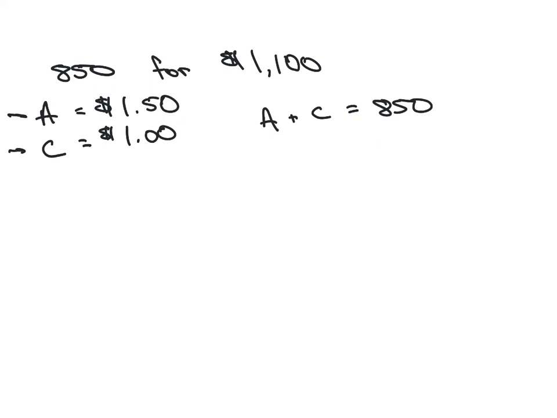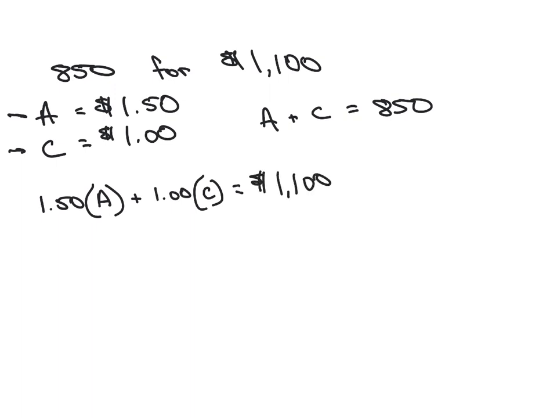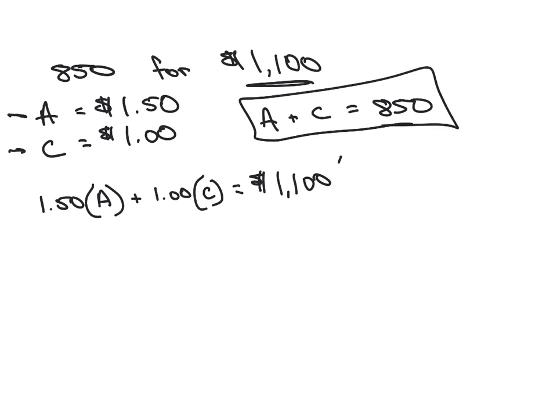I also know that if I took $1.50 times the number of adult tickets, that would give me how much money I made off the adult tickets. If I took $1 times the number of children's tickets, that would give me how much money I made on the children's tickets. So therefore, the amount of money I made on the adults plus the amount of money I made on the children is going to give me $1,100, which is what I have right there. So there are my two equations, this one here and this one here.